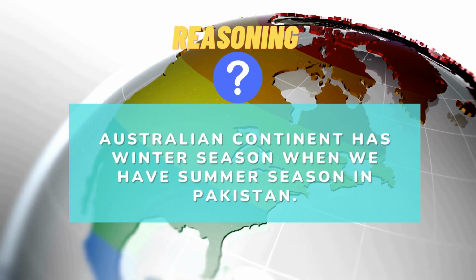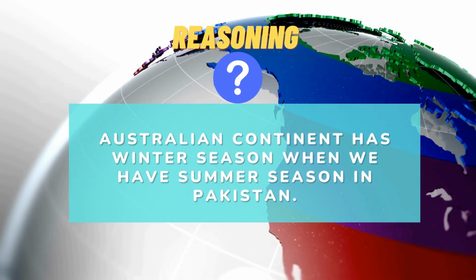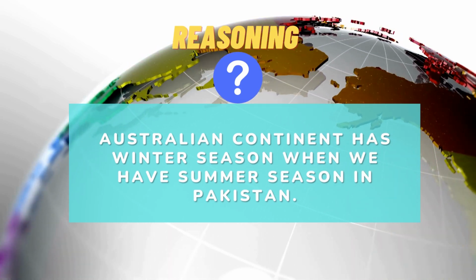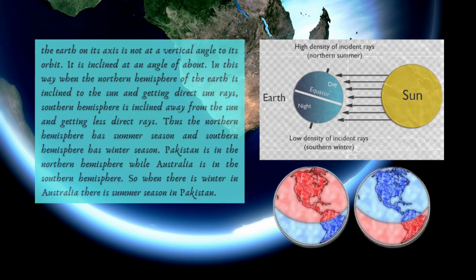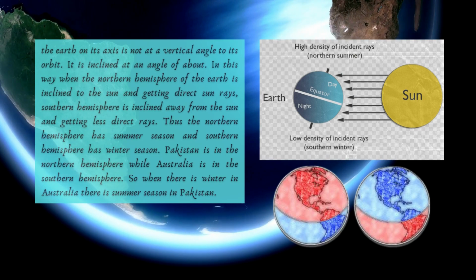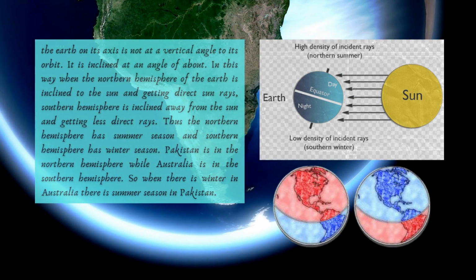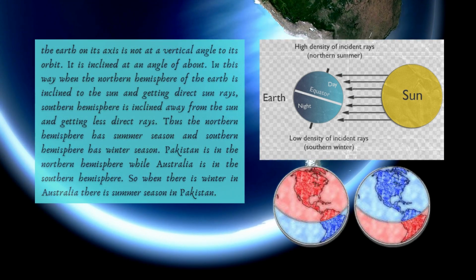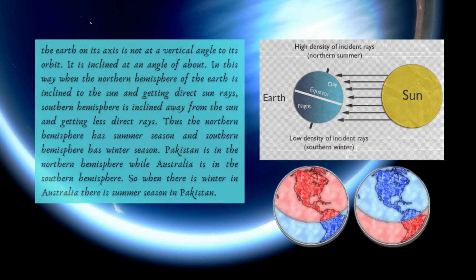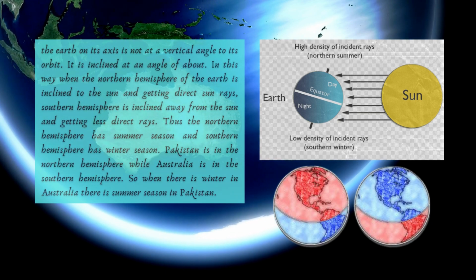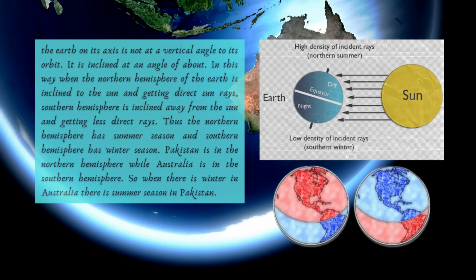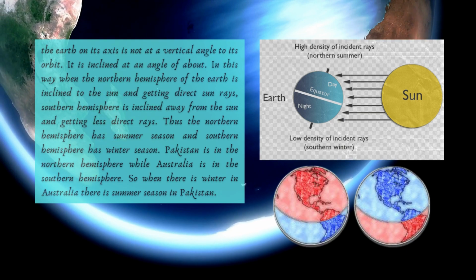The Australian continent has winter season when we have summer season in Pakistan. The Earth's axis is not at a vertical angle to its orbit. It is inclined at an angle of about 23.5 degrees. In this way, when the northern hemisphere of the Earth is inclined to the sun and getting direct sun rays, the southern hemisphere is inclined away from the sun and getting less direct rays.